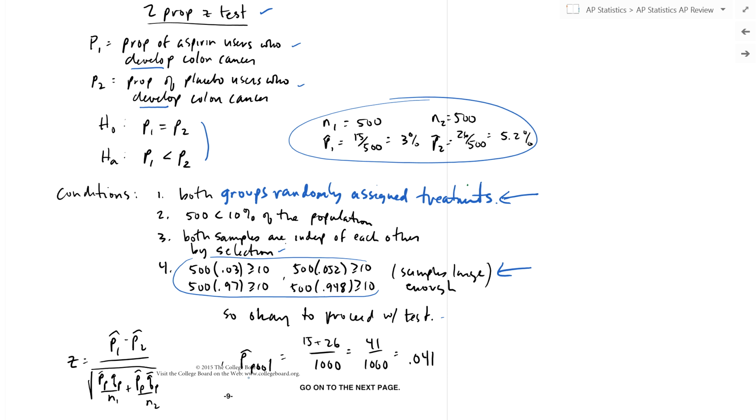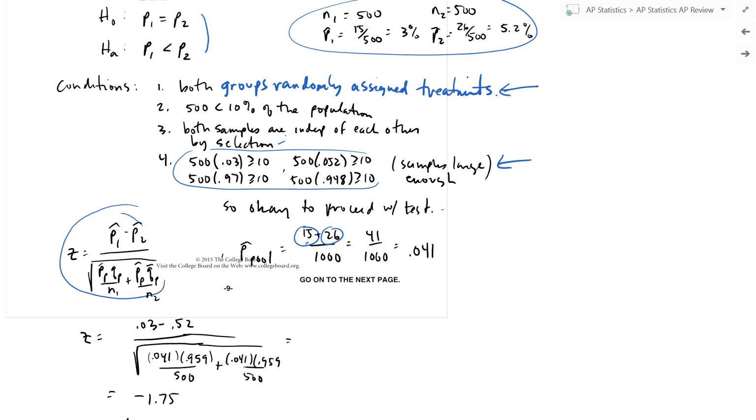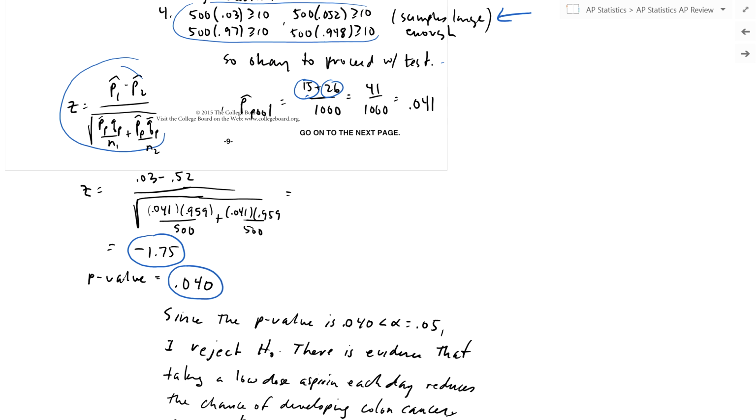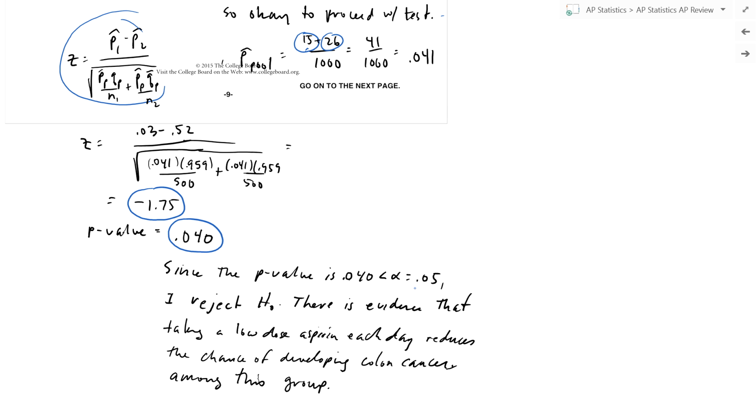Remember, we pooled the data for a 2 proportion test. We add the number of successes, in this case, people who develop cancer, in each case over 1,000, which is 0.041. Here's my z-score formula. If you plug the data in, which you actually don't have to, you get a z-score of -1.75 and a p-value of 0.04. And since the p-value is less than 5%, I reject H0.